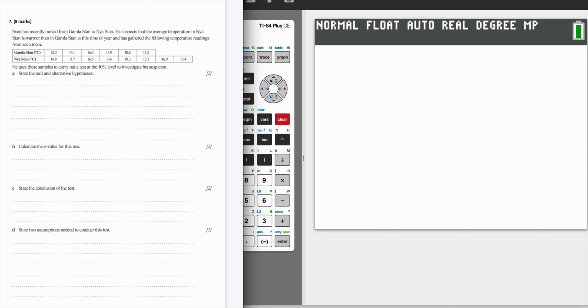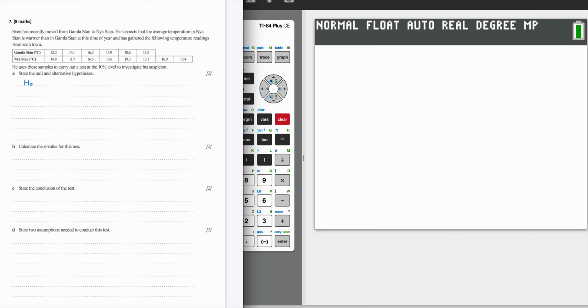Here is a t-test question. We have two groups of data, one for the place Gamlistan and the other for the place Nihilistan. He's thinking that the second one, Nihilistan, is warmer than the first one, and then we have the temperatures here. He uses the samples to carry out a test. Because we have two different samples, we know that it is a two-sample t-test, and we need to state the null and the alternate hypothesis.